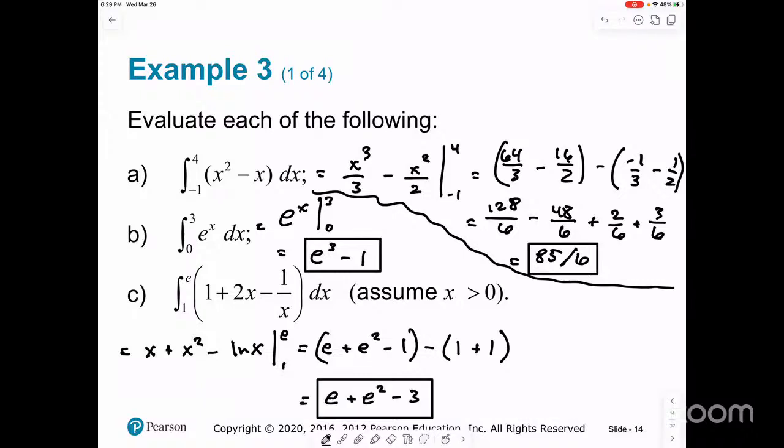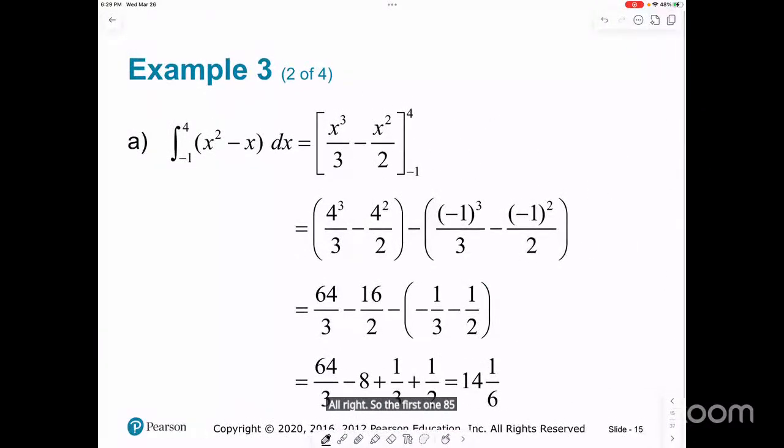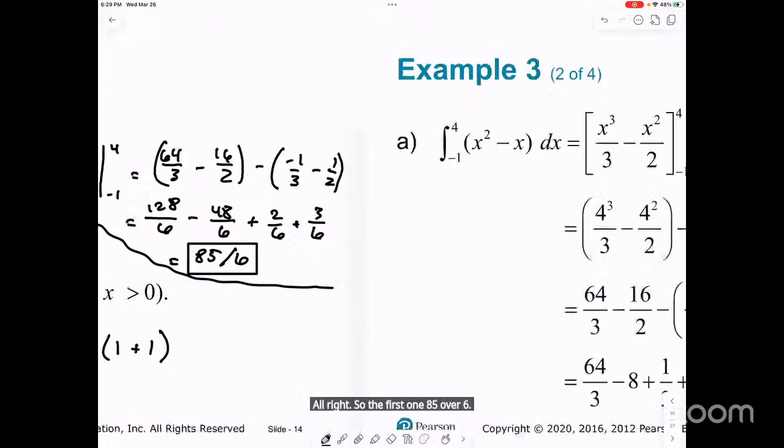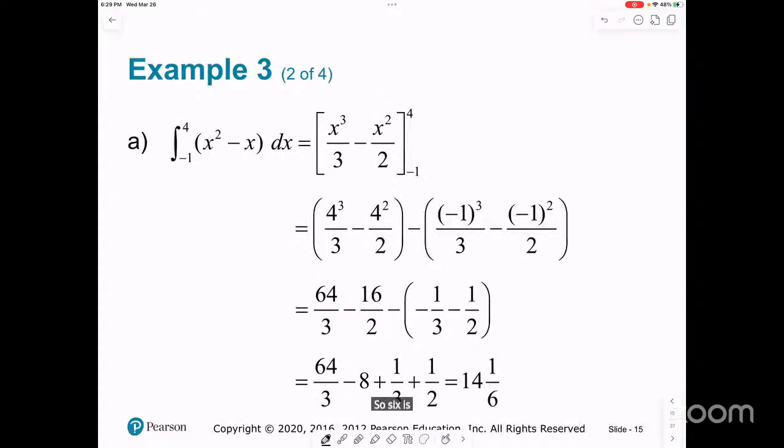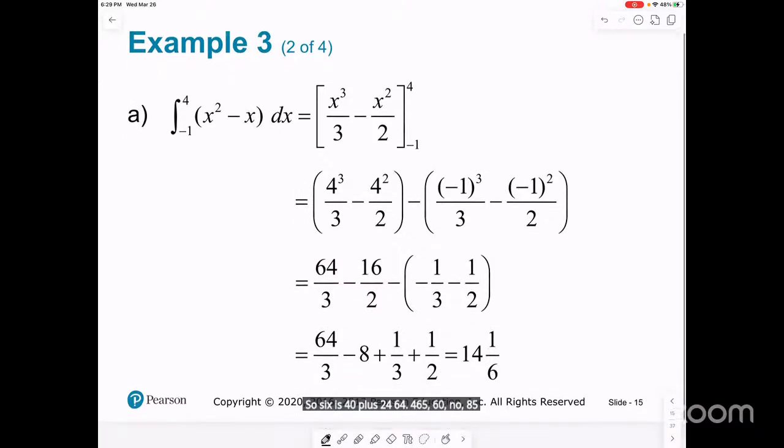All right, so the first one, 85 over 6. So 6 is 40 plus 24 is 64, 65? 60, no, 85 over 60. Yeah, I think we're good. I think we're good on that one.